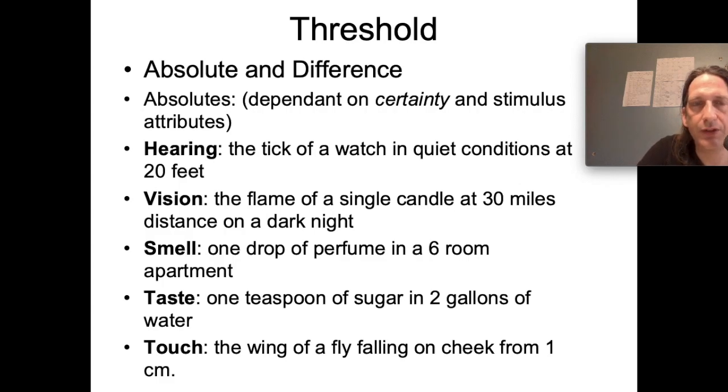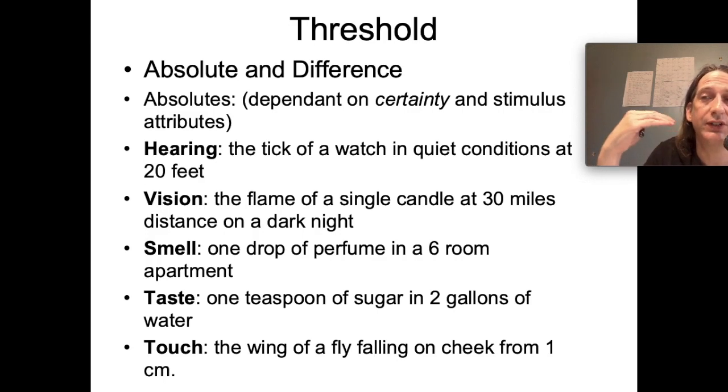Okay, so that's difference threshold, but we also have absolute thresholds. So this is the size of stimulus magnitude that's necessary for you to even be able to detect the stimulus in the first place. Now these are based on certainty, and normally they're based at 50%. Okay, you can imagine if I played a very quiet note, sometimes you'll be able to hear it, sometimes you won't. Okay, so we need to set that threshold at some level of certainty. And normally we set it at 50%.